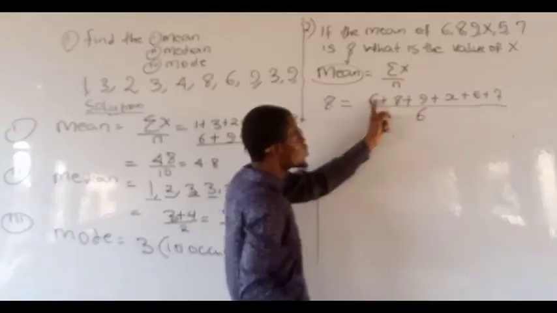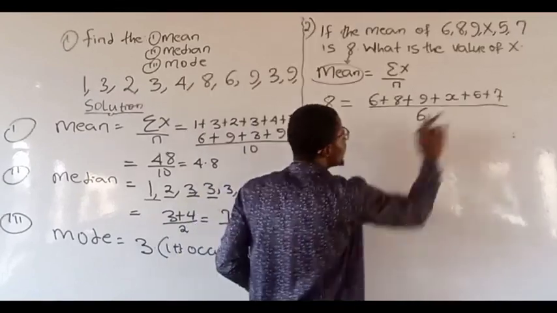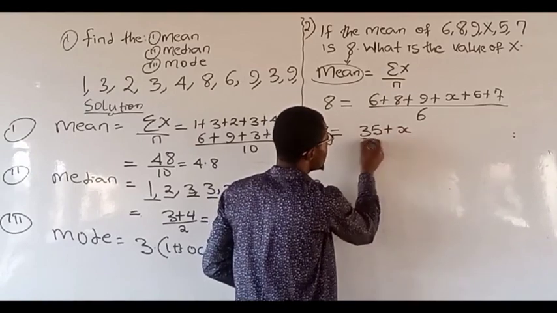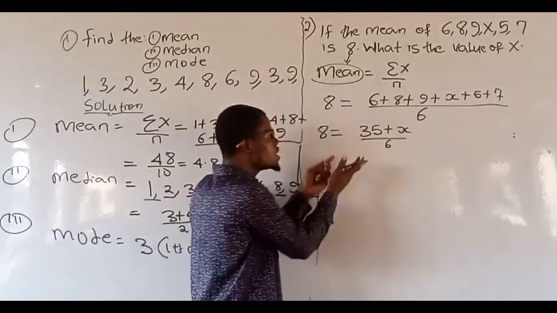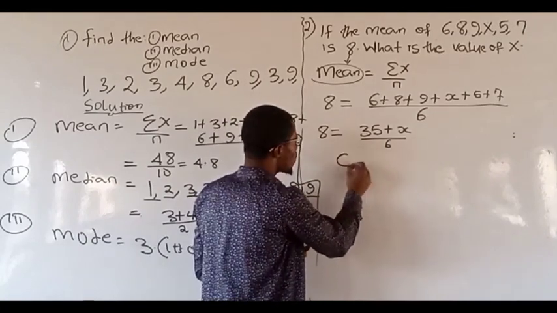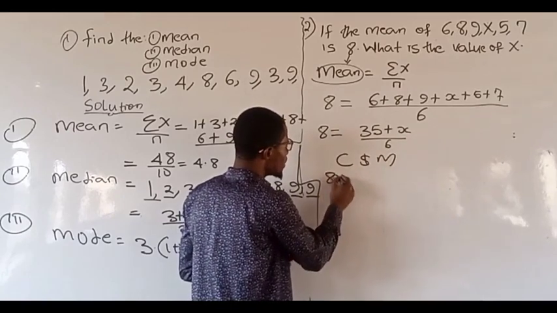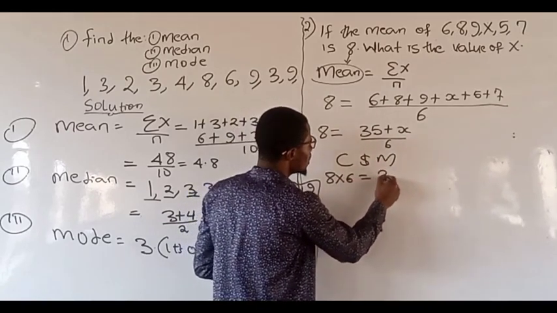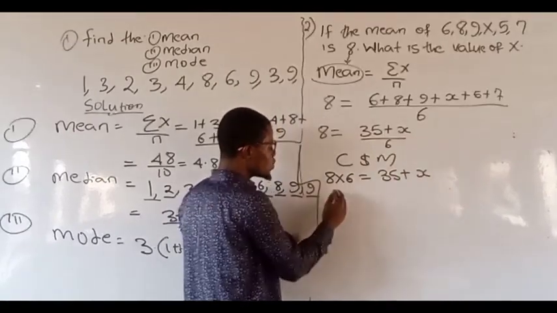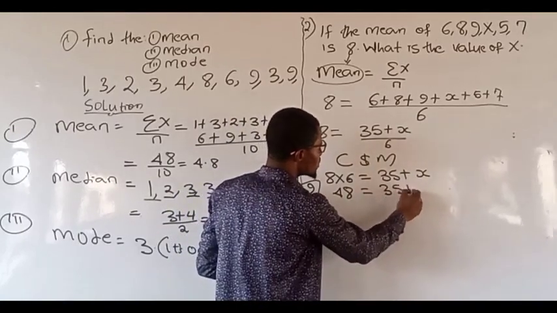In this, what we do is to add up the numerator first. So here we have 8 is equal to, when you add all of these numbers together, this will result to 35 plus x over 6. So the next thing to do in this type of question now is to cross and multiply. If you cross and multiply, we have 8 multiplied by 6 is equal to 35 plus x. So 8 multiplied by 6 will give us 48 is equal to 35 plus x.